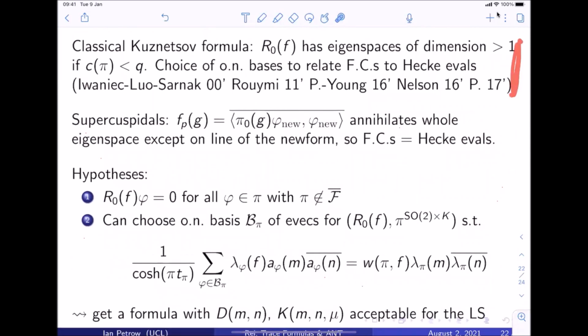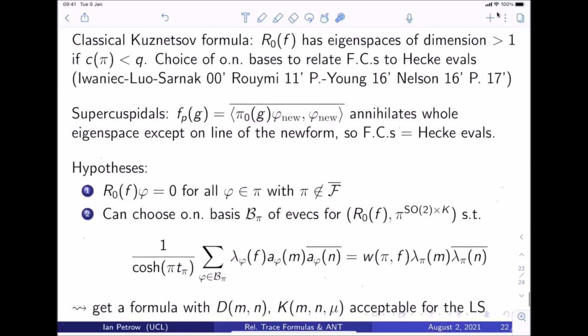So in the classical situation, you can try to choose an orthonormal basis for the eigenspaces, which are of larger dimension in general. And there's been a lot of work by many people over many years about clever ways to choose these bases. We luck out in the supercuspal situation if I choose a matrix coefficient, because actually these matrix coefficients as test functions, the R of F is now going to annihilate everything except on the line of the newform. So you kind of get Fourier coefficients equal to Hecke eigenvalues very slickly if you're using these matrix coefficients. Or if you're using these minimal vectors, the same thing happens there.